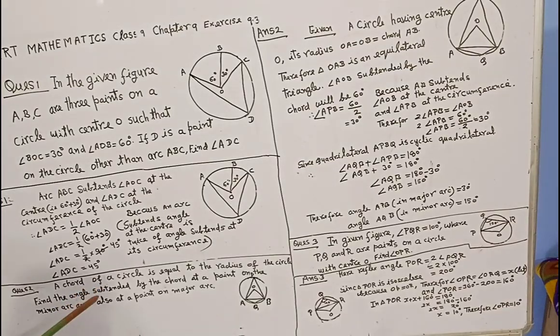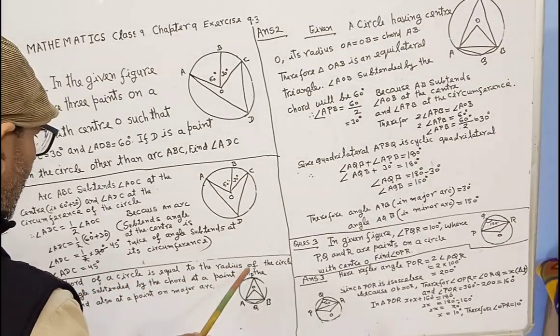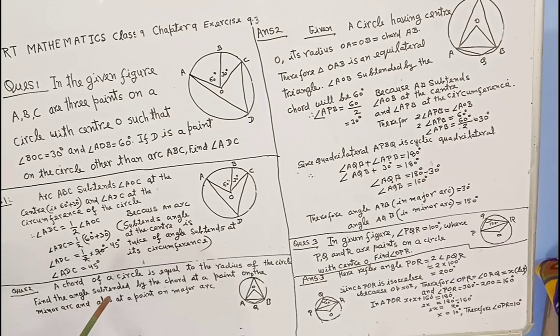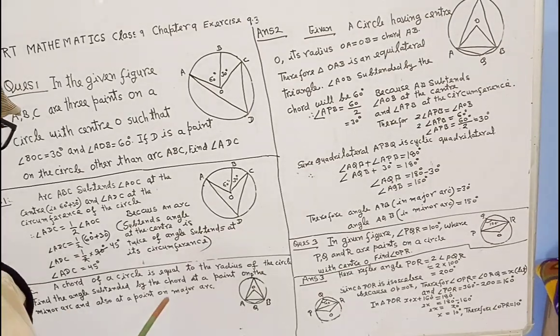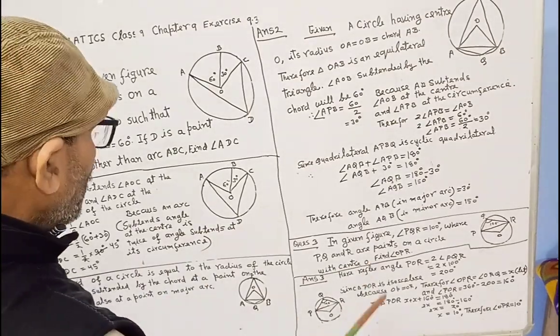Question 2. A chord of a circle is equal to the radius of the circle. Find the angle subtended by the chord at a point on the minor arc and also at a point on the major arc.